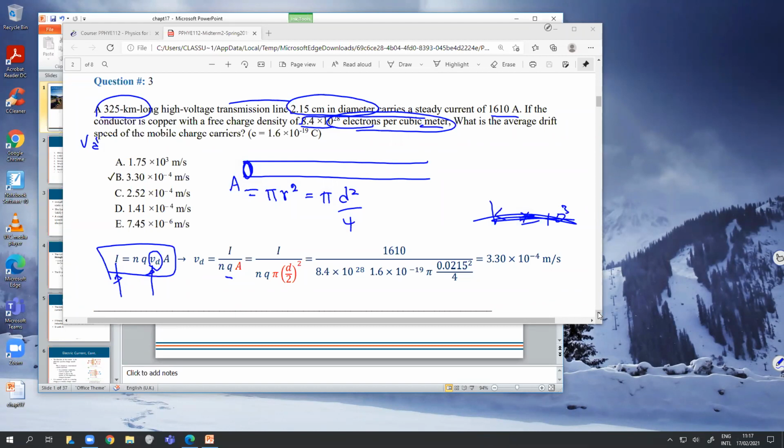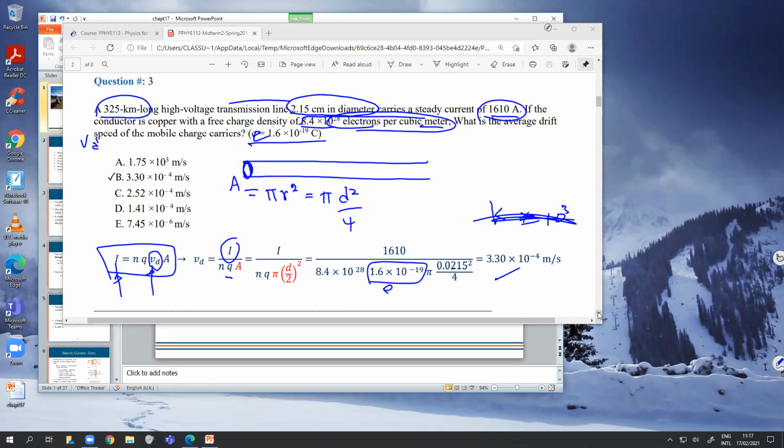The charge carriers are electron. The magnitude of the charge of the charge carrier is the electronic charge. That's also given. It's given here. Okay, right. That's it. I is given. Substitute, get the answer. Easy. Once you know the concept, easy.